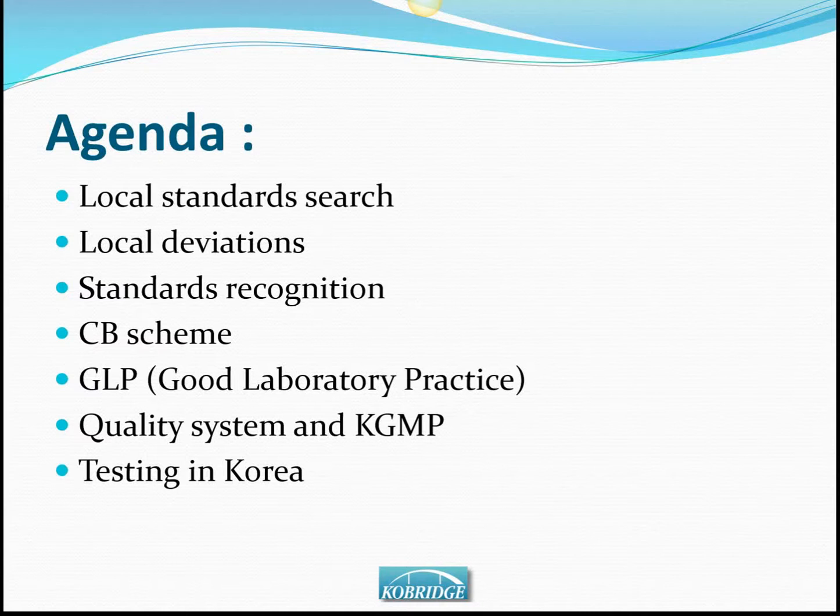First, for this presentation, we'll cover the local standards search, how to search for standards locally, how to find if there's local deviation, the standards recognition, and then break it down by different types of standard: the CB scheme for active products, the good laboratory practice for non-active, and the quality system and the KGMP, Korean Good Manufacturing Practice. And then we'll finish with the testing in Korea.